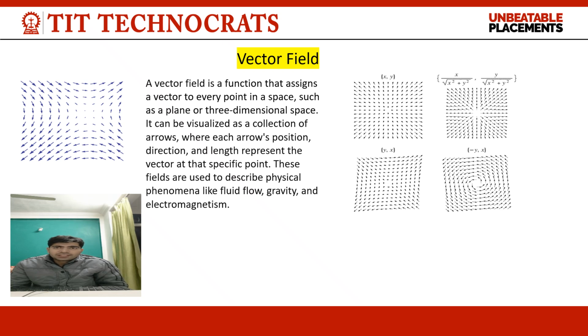Today we are discussing a fruitful topic, which is named vector field. If you read the definition, a vector field is a function that assigns a vector to every point in space, such as a plane or three-dimensional space. It can be visualized as a collection of arrows, where each arrow's position, direction and length represent the vector at that specific point. These fields are used to describe physical phenomena like fluid flow, gravity, and electromagnetism.